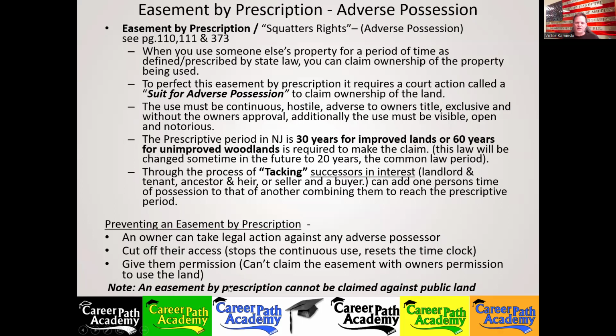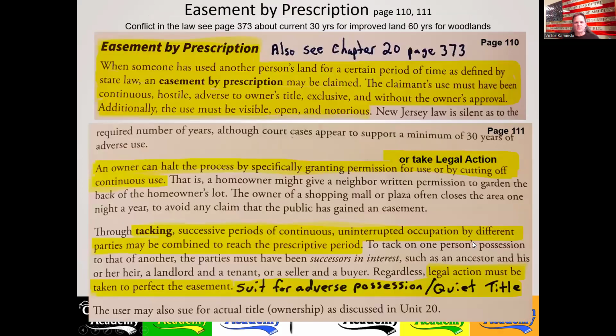And also remember, you could never get an easement by prescription against publicly owned lands. I'll give you an example of that in a moment. I had a listing like that once.